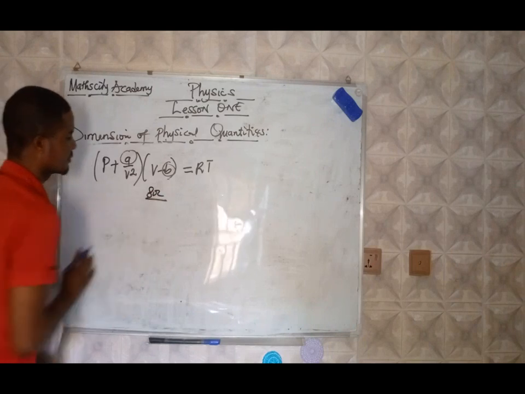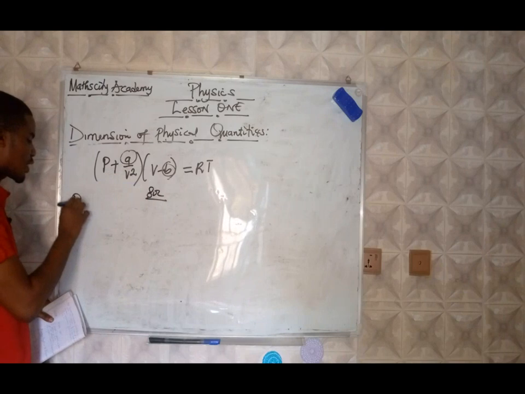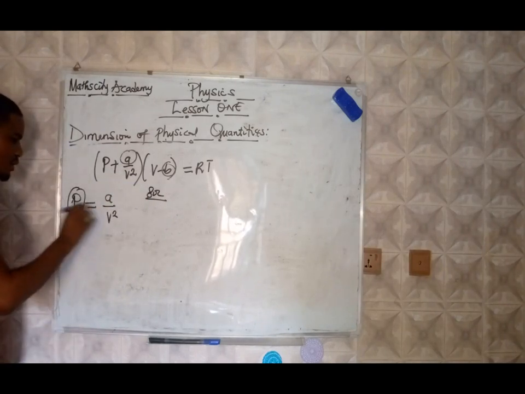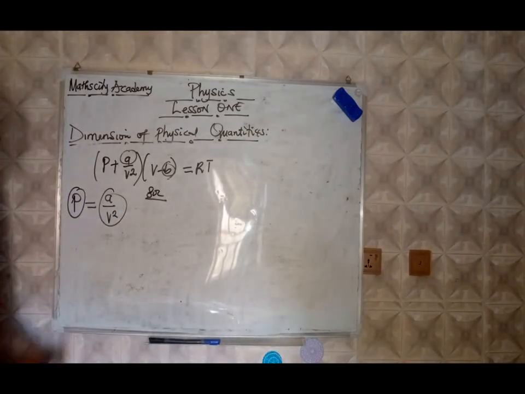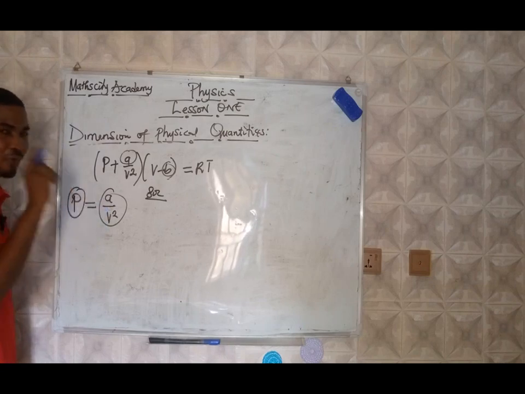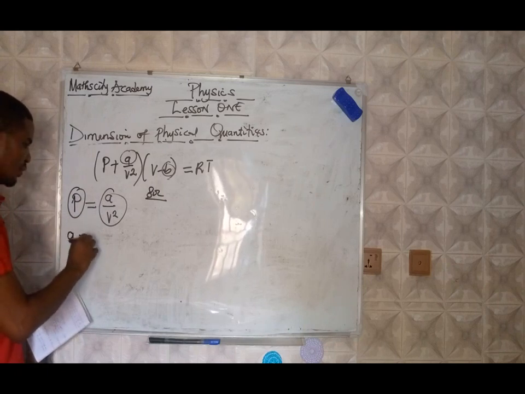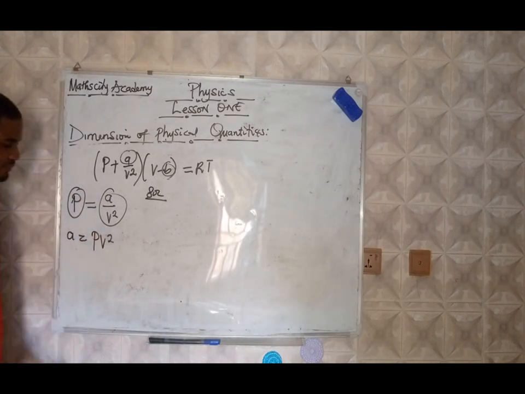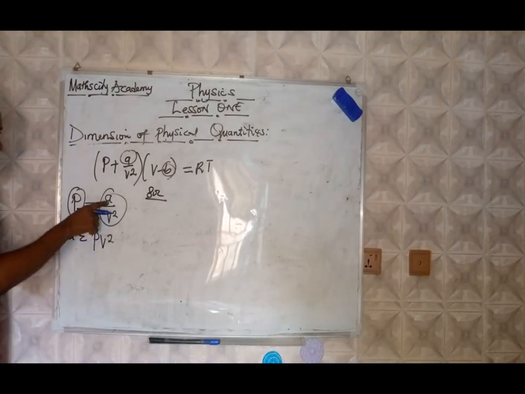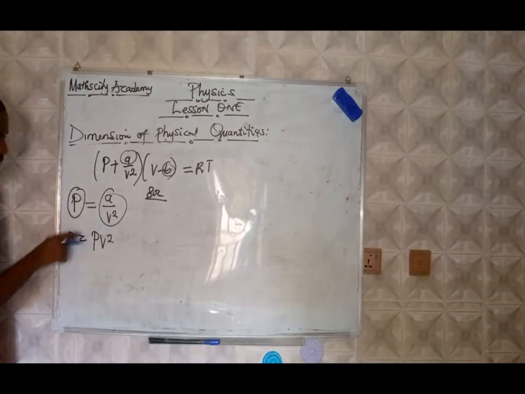So, I want to get the dimension for A. Solution. Since P was added to A over V squared, that means the dimension of P should be equal to the dimension of A over V squared. So I will first of all make A the subject of the formula. A becomes PV squared. That means for me to get the dimension of A, I multiply the dimension of P with that of V squared.